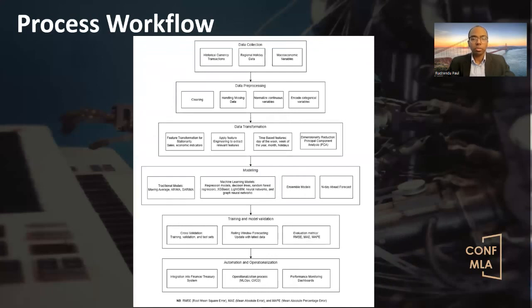So I think I already mentioned the data collection piece. We have historical data, the regional qualitative data, and of course the macroeconomic factors. Then of course we have data pre-processing. I think that is very crucial in this case. The data needs to be clean. And for some of the holidays, we might not have any transactions data. So we need to have those rows, even though the values are zero, to ensure the model is learning from them and is able to predict accurately in the subsequent years.